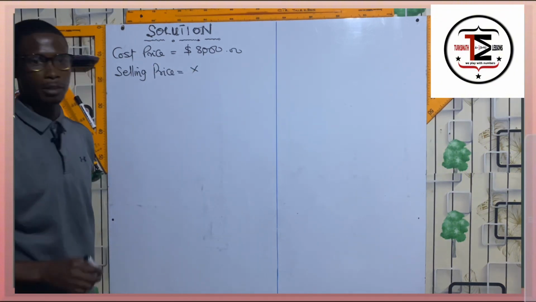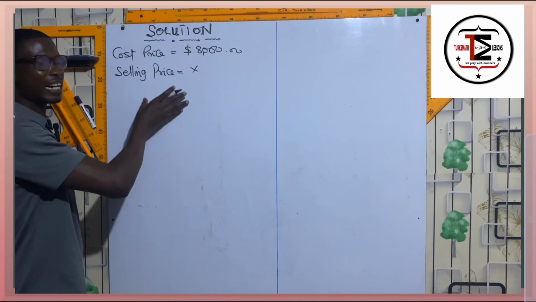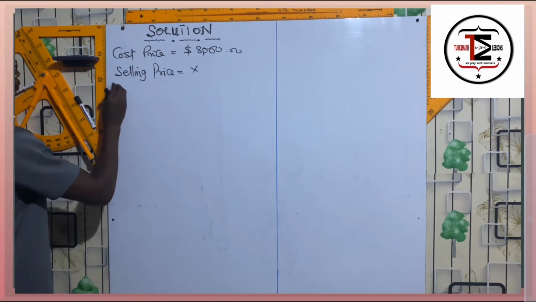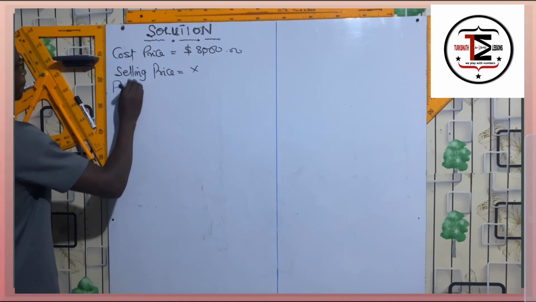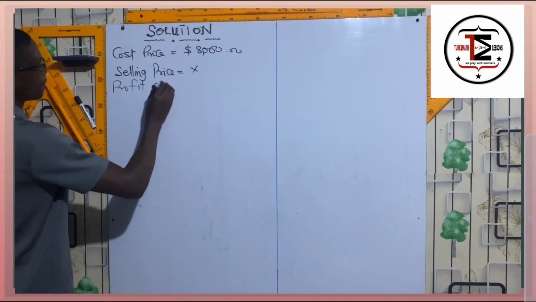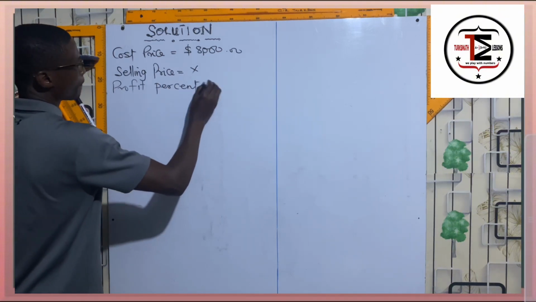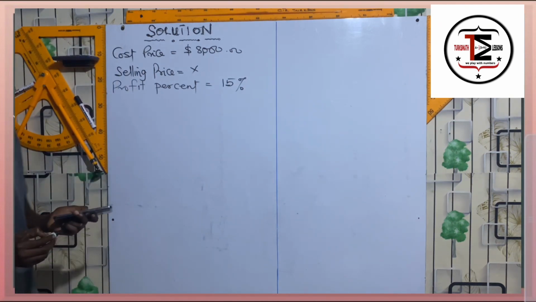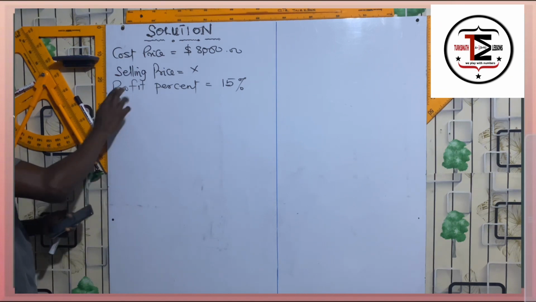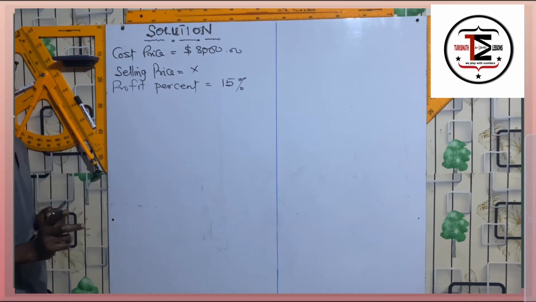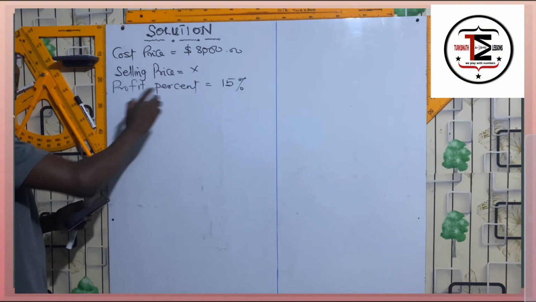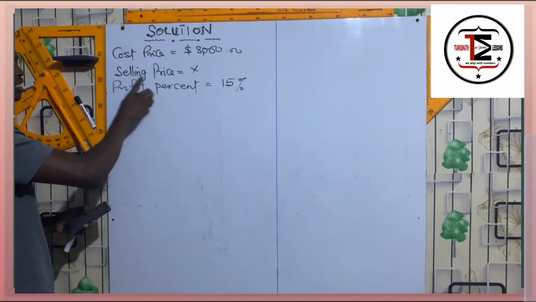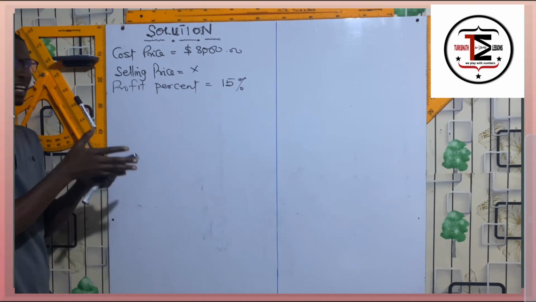X. Good. And he said he sold it at a profit of what? 15%. So now we get what? Profit percent. Our profit percent here is 15%, right? So now we need to get the selling price before we can proceed. We don't know the amount at which he sold the car. We just said he made a profit of 15%. So we need to get the selling price. So how do we arrive at our selling price?